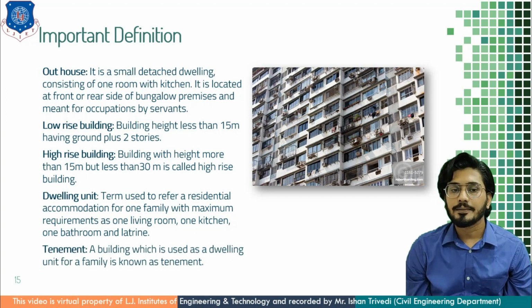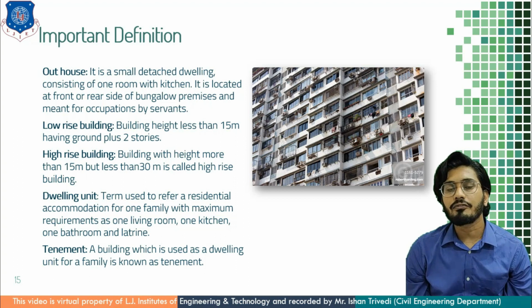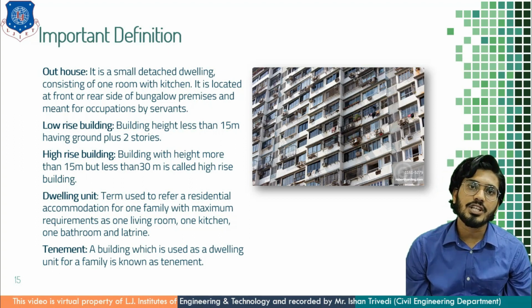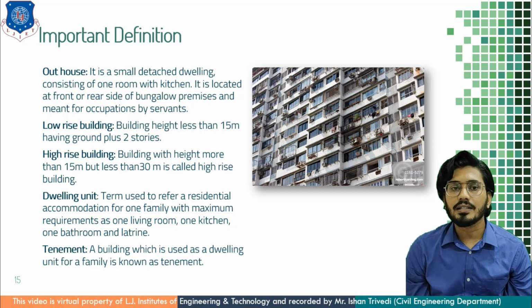Next is tenement. A building which is used as a dwelling unit for a family is known as a tenement. Again I am repeating, a building unit which is used as a dwelling unit for a family is called tenement. So these are some important definitions which will be used in further explanation.